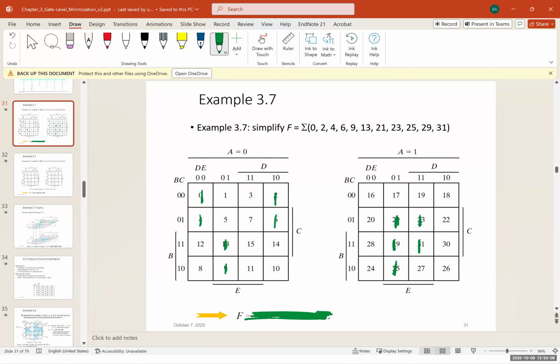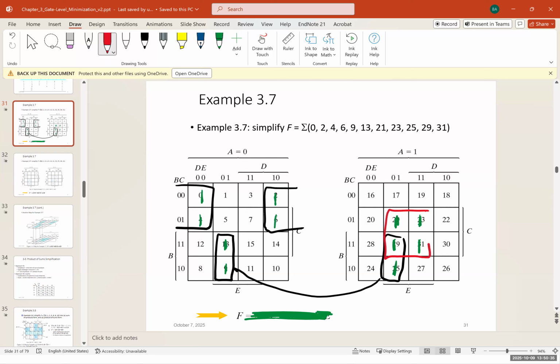So these are the ones that we have in the table. We can combine these two with these two. We can combine these two together. And we can combine it with these two. So these are actually combined together. And finally, we can combine these four together.